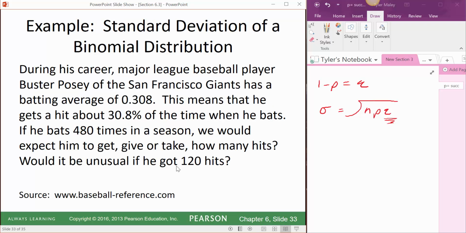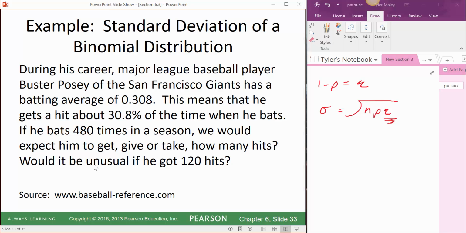So here's an example of standard deviation. During his career, Major League Baseball player Buster Posey of the San Francisco Giants has a batting average of .308. This means that he gets a hit about 30.8% of the time when he bats, right? So that's just making sure you know what a batting average means. So if he bats 480 times in a season, we would expect him to get, give or take, how many hits? So that's one question.